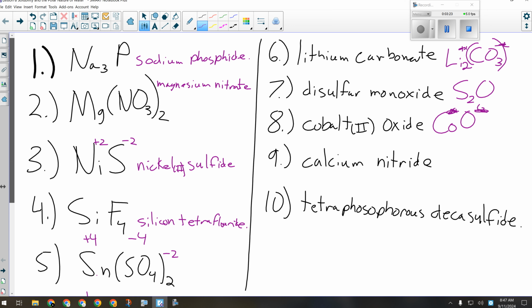Okay, number 9, calcium nitride. Ionic or molecular? All right. See, I can't even say it like you guys. Okay, calcium 2+ and nitride -3. Okay, drop and swap. We got Ca3N2.